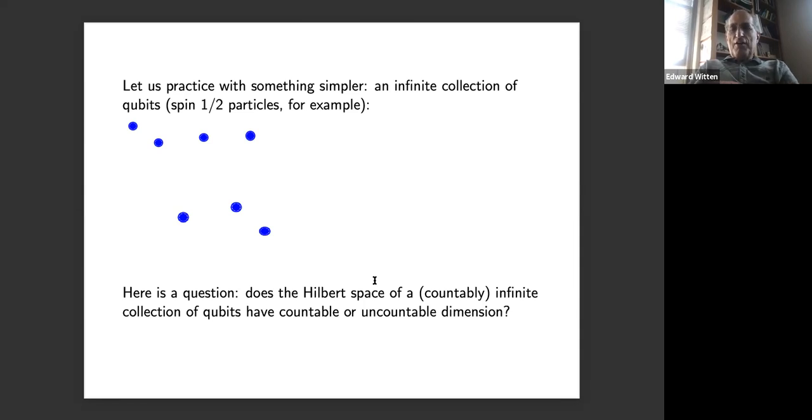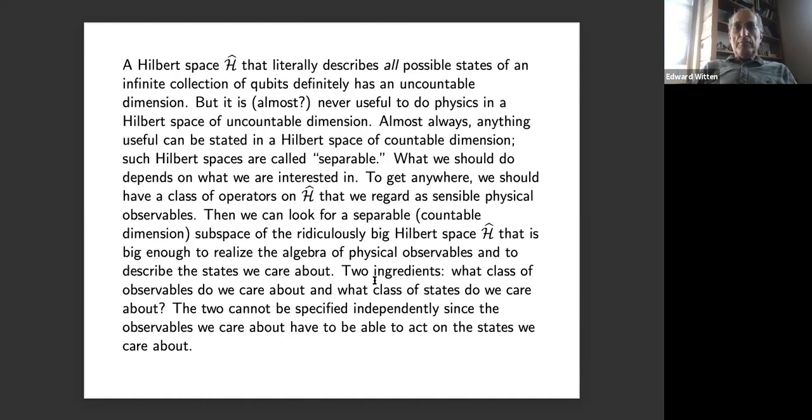I hope you can see that, okay, that's like asking how many real numbers there are between 0 and 1. Think of a qubit as having two states, 0 and 1. So you're describing the decimal expansion of a number that's between 0 and 1. So if you ask this question with absolutely no structure, the answer is the Hilbert space has uncountable dimension. The Hilbert space H hat that literally describes all possible states of an infinite collection of qubits definitely has an uncountable dimension.